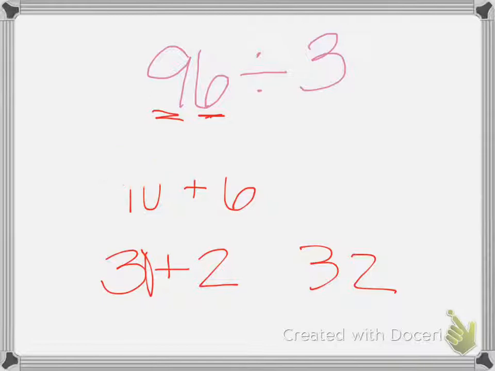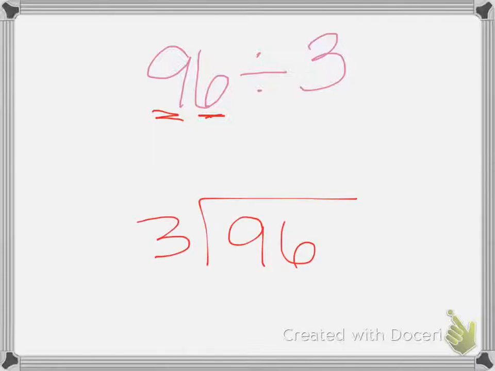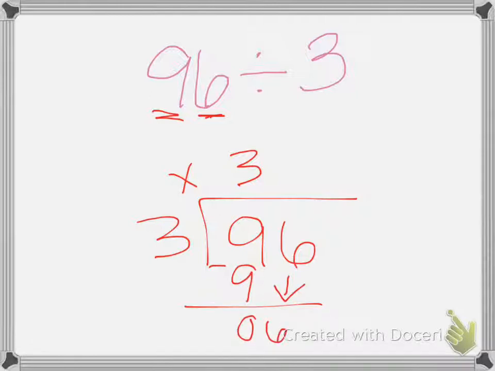Or, if you want to solve the way that we've been practicing, you can do long division. 3 goes into 9 3 times. Multiply, 3 times 3 is 9. Subtract 0, bring down 6. 3 goes into 6 2 times.